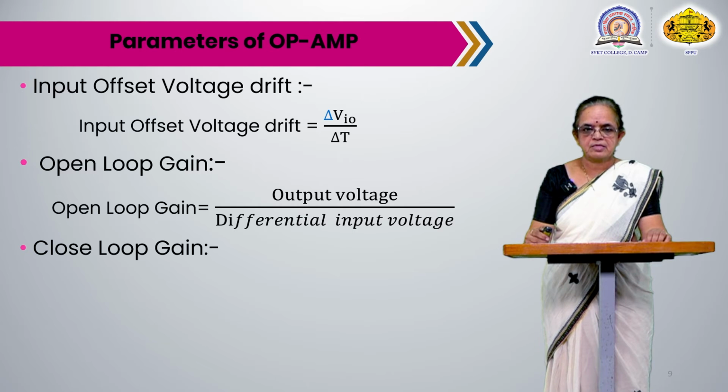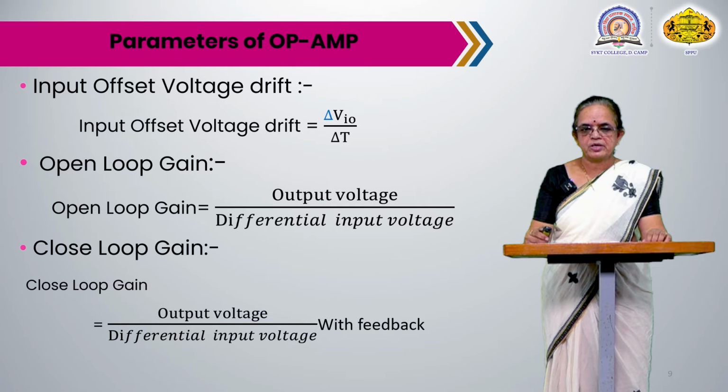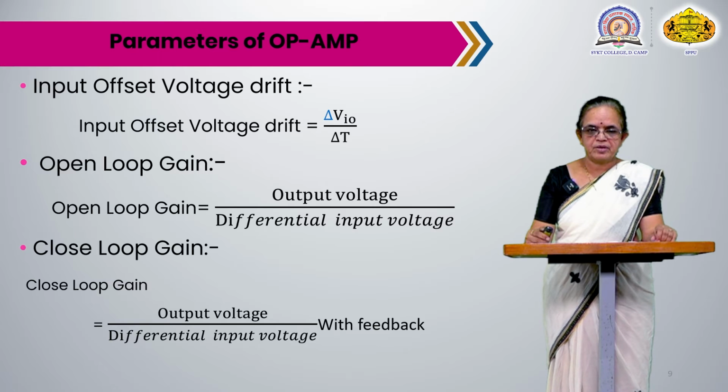Then next is closed loop gain. Closed loop gain is the ratio of output voltage to differential input voltage with feedback. Here, by use of this feedback, closed loop gain decreases in case of negative feedback, and in case of positive feedback it increases.